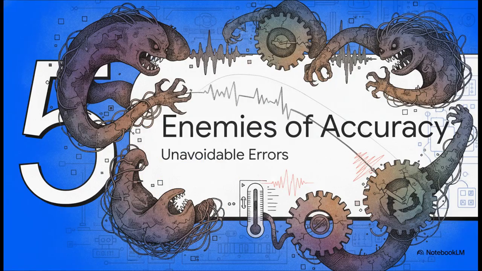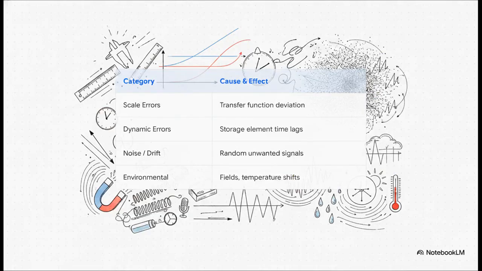Section 5, the enemies of accuracy. Time to meet the villains of our story. Unfortunately, the physical world doesn't always cooperate, and our devices face unavoidable engineering errors that inevitably distort our translations. But we can group these into a pretty digestible framework.